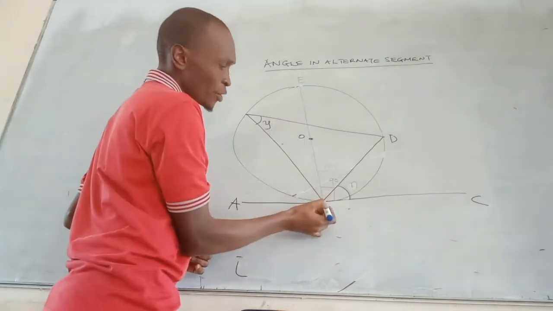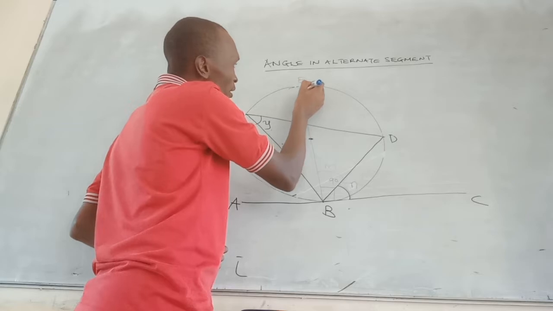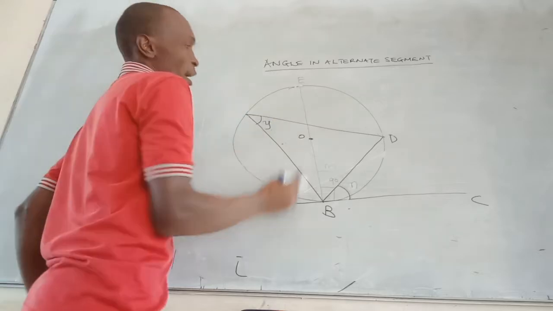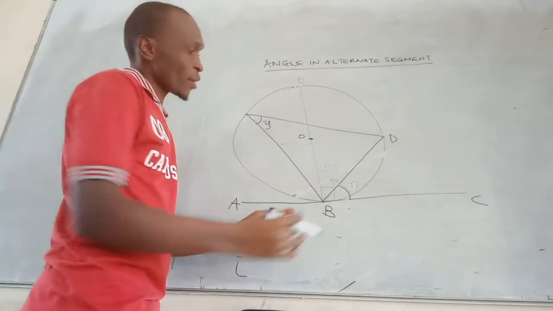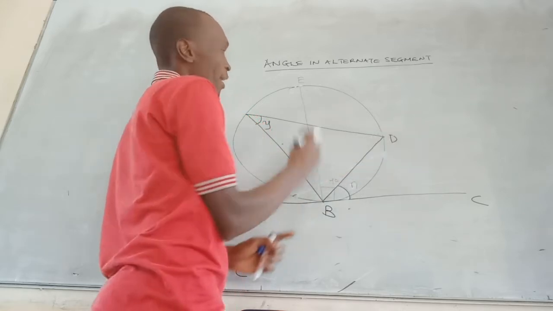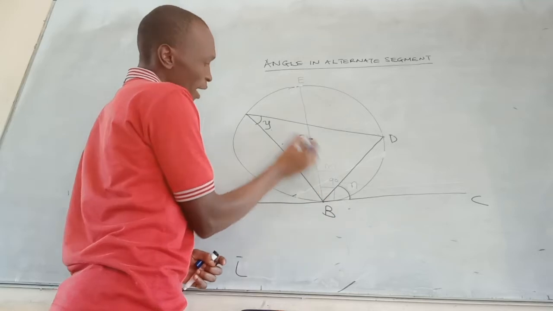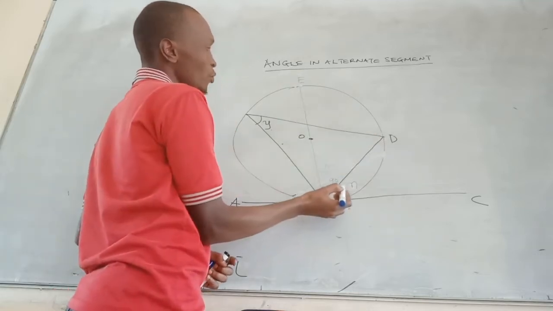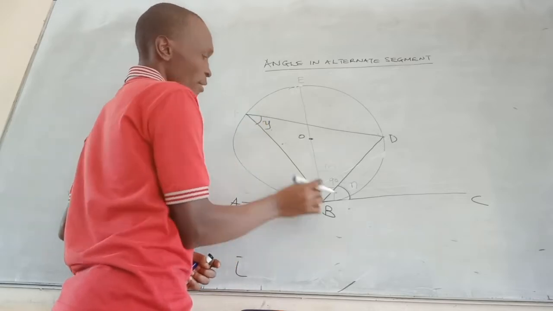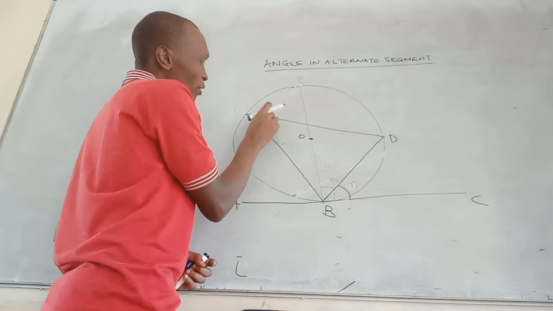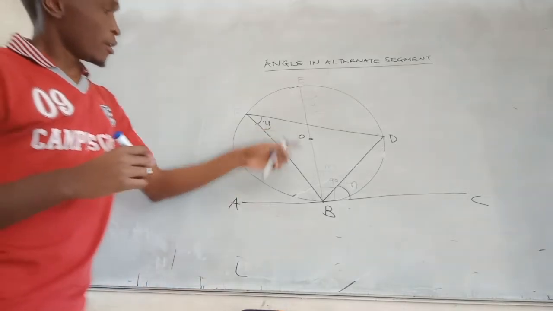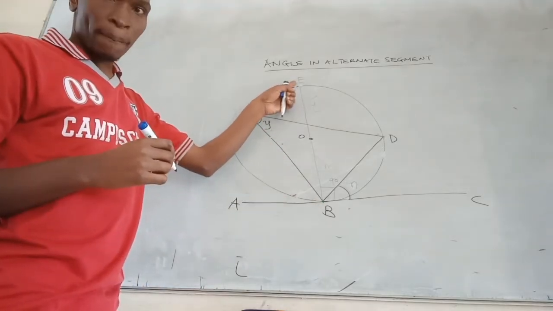Now, if I still use this same chord and I join E to D, from the previous properties, we learned that angles subtended by the same chord at the circumference are equal. Therefore, this angle BED is equal to angle BFD, let me call this F. So this angle, which is Y, is also going to be equal to Y. Now, BD is, of course, a diameter.